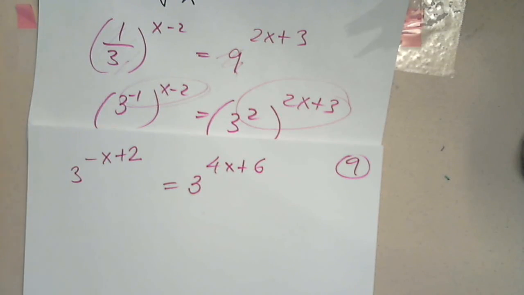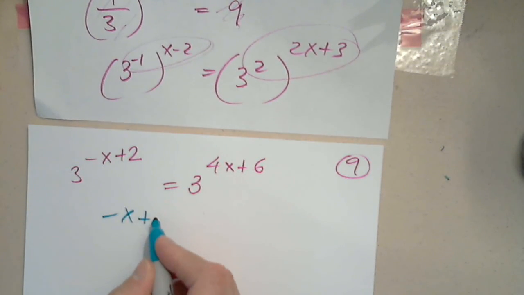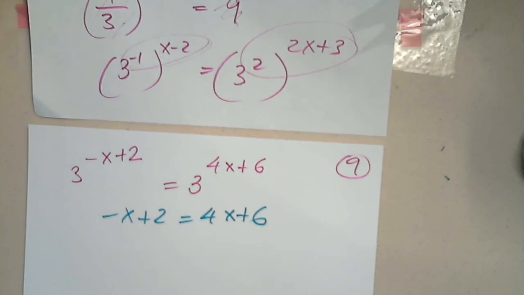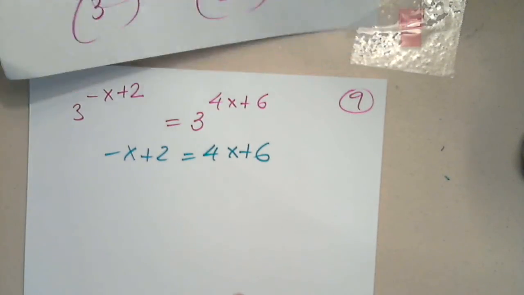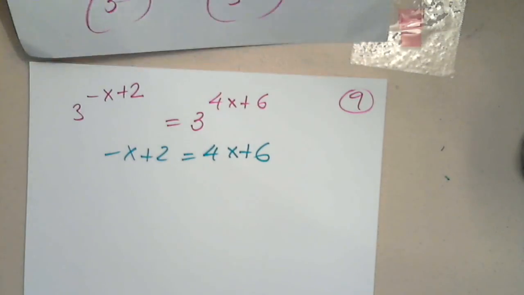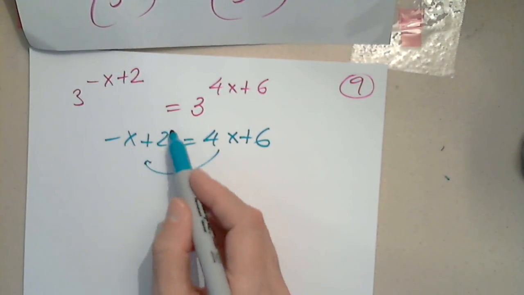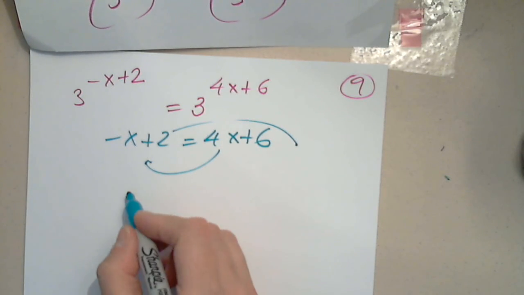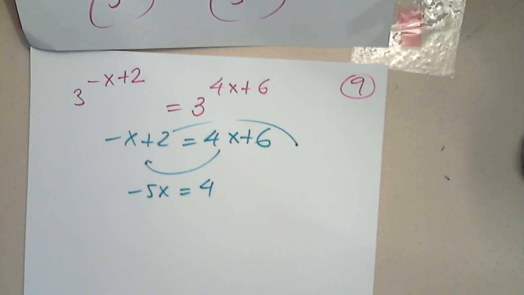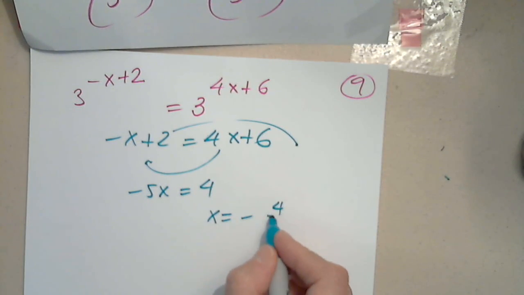Which means negative x plus 2 equals 4x plus 6. Move terms around. There are no restrictions. No headache, exponential, not log. So I move this and I move this. When I move this, I get negative 5x. When I move this to the other side, I get 4. So x equals negative 4/5.